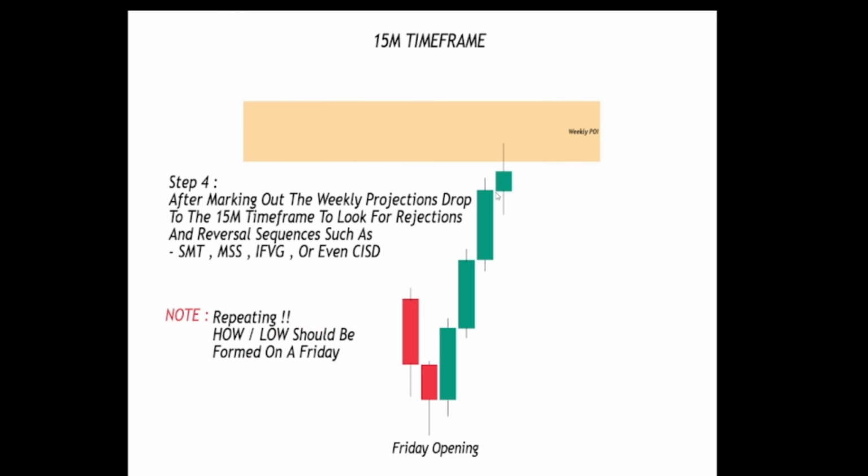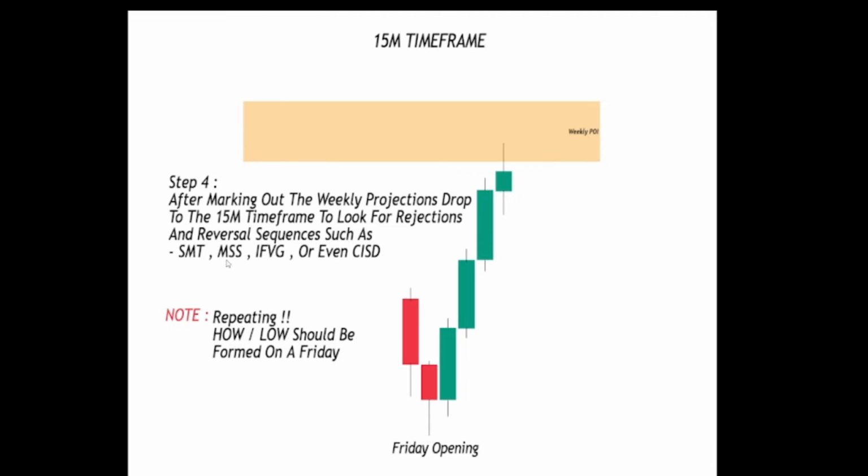Hopping into the next page, you got to immediately drop down after you marked out your weekly projections on Friday. You got to drop down to the 15-minute immediately, while you're in the weekly point of interest. You shouldn't be before it and shouldn't be after it. You should be in the weekly point of interest. While being in it, you gotta search for a tap on the 15-minute in the point of interest, and you gotta search for any type of reversal sequences to form.